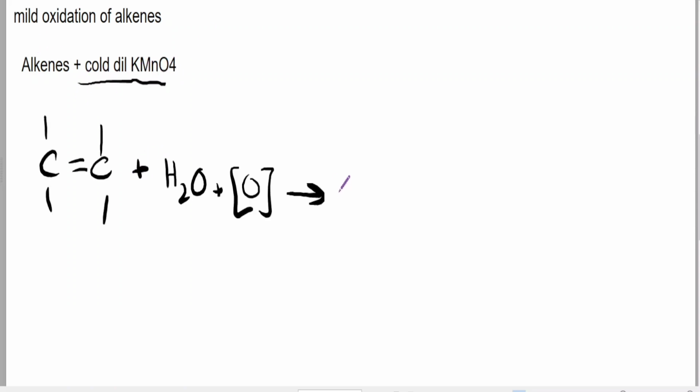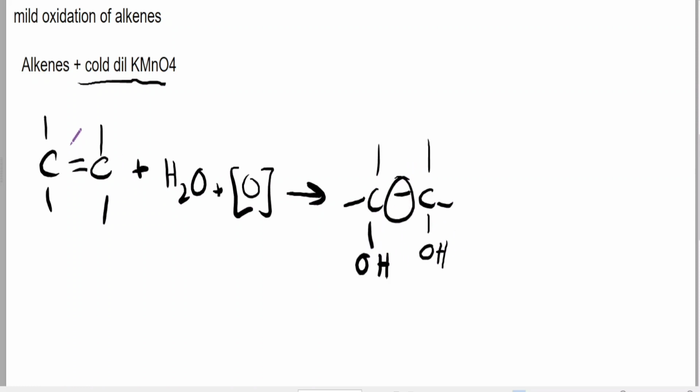The next reaction with alkenes is the mild oxidation of alkenes. Now alkenes will react with cold dilute KMnO4, and what you get is a diol. So the double bond breaks and you get OH on both of the carbon atoms, both of the carbon atoms that were in the double bond.